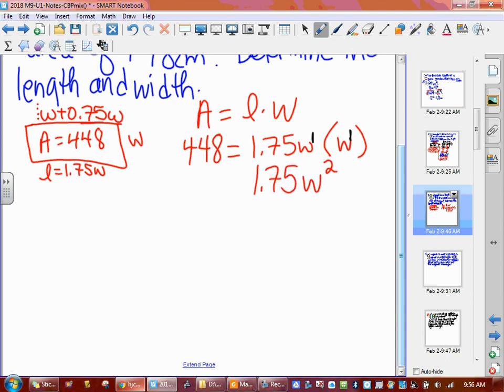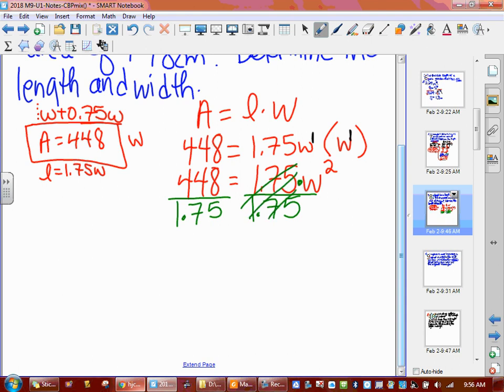Now, we always want to isolate the variable. We want it by itself. So right now, something sitting beside it is being multiplied. And whenever we want to get rid of things, we have to do the opposite function. So what am I going to do? Divide. There we go. We're going to divide out the 1.75. Okay, that disappears from the right. And now on the left-hand side, we're going to get 256 equals W squared. We're almost done the question.